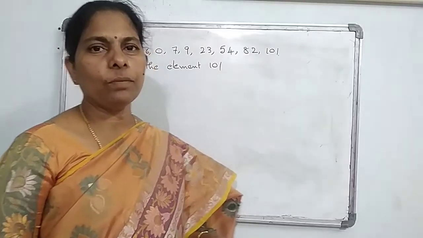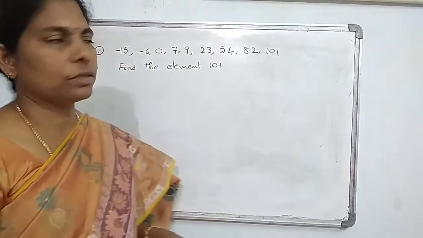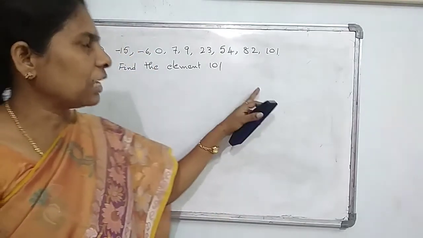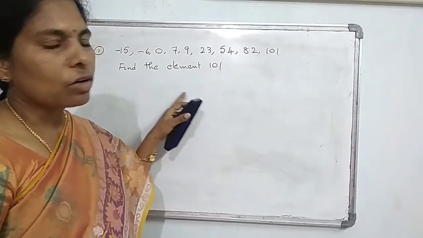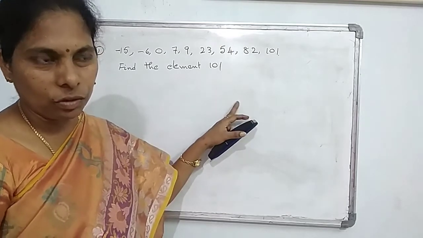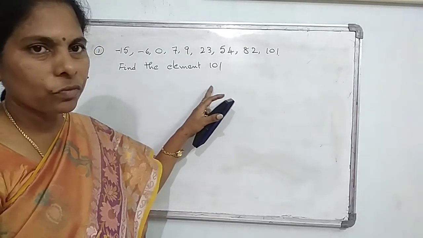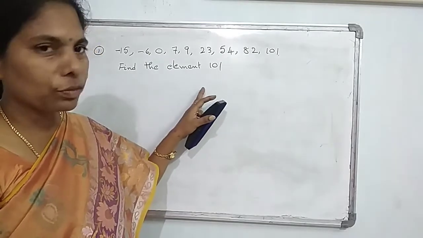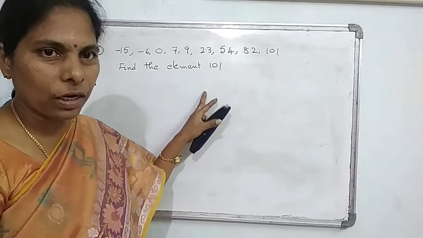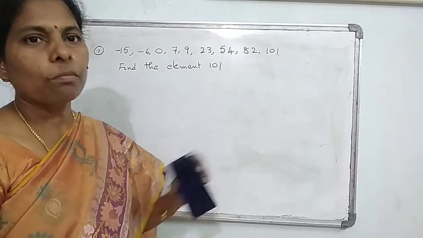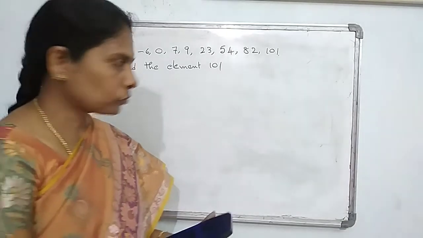We will discuss an example of binary search. In that, I am taking these elements. All the elements are in ascending order only. Now I want to find the element 101, so that means x comes under 101. Now we will discuss how to find this through the binary search algorithm.